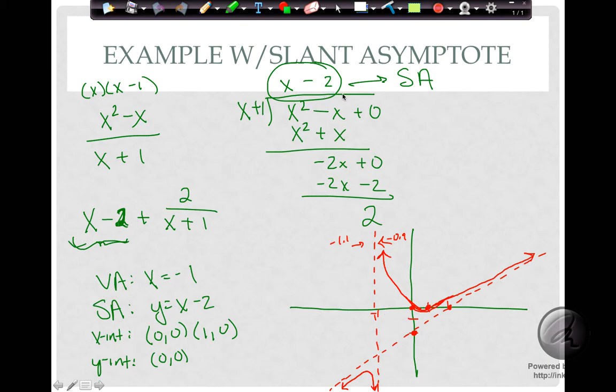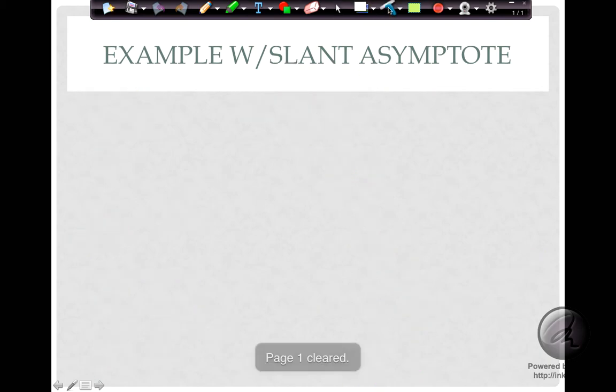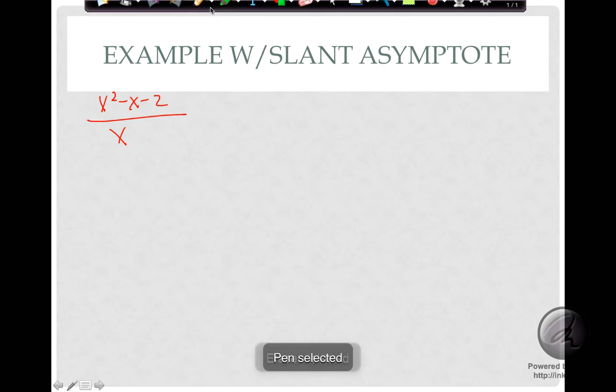Let's try one more really quick. I think we can get through this one. Let's try the function x squared minus x minus 2 over x minus 1. So first thing I like to do is I just like to factor the numerator. So this is x minus 2 and x plus 1.